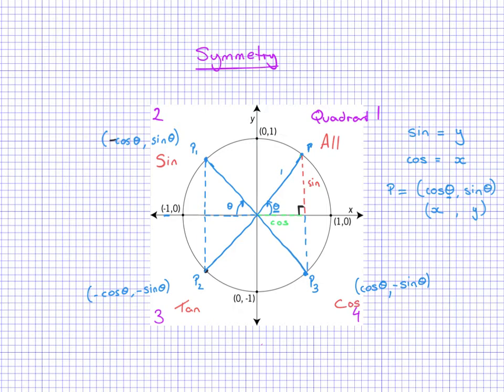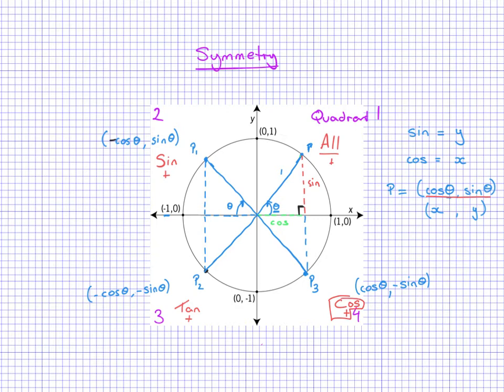And what this means is in quadrant 1, all the ratios are positive. In quadrant 2, only sine is positive. In quadrant 3, only tan is positive. And in quadrant 4, only cos is positive. All right. In each of those quadrants, the unlisted ratios are automatically negative.